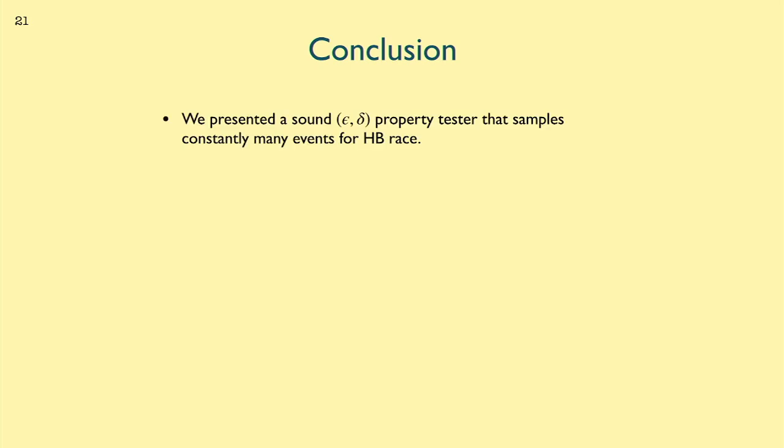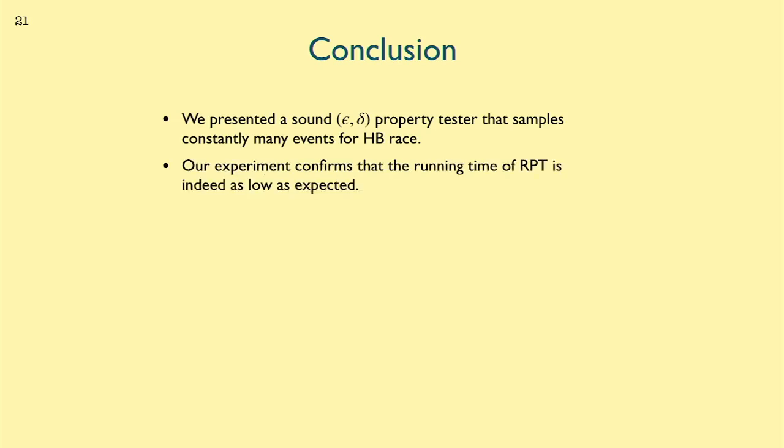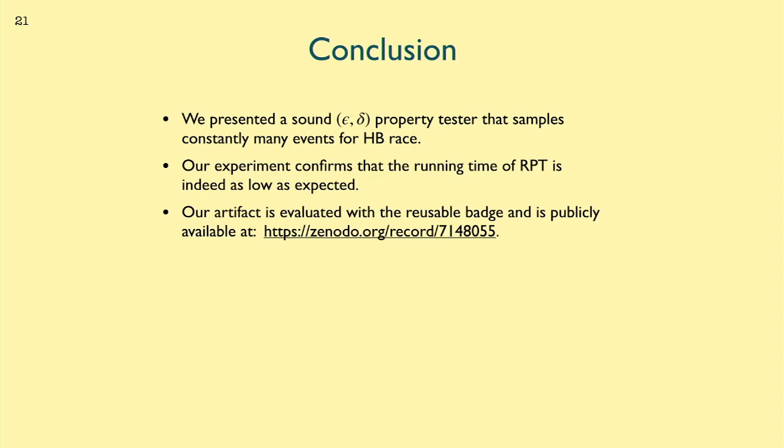I'm not going to mention the other observations as they are not supported by our theory, but we have a pretty detailed experiment section in the paper. If you're interested, you can take a look. So the conclusion is that we presented a sound epsilon-delta property tester that samples constantly many events to detect HB risks. Our experiment confirms that the running time of RPT is indeed as low as expected. And our artifact is rewarded with a reusable badge and is publicly available on the node. Thank you.